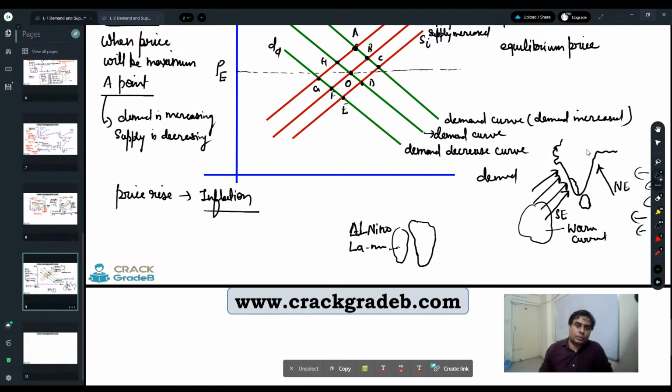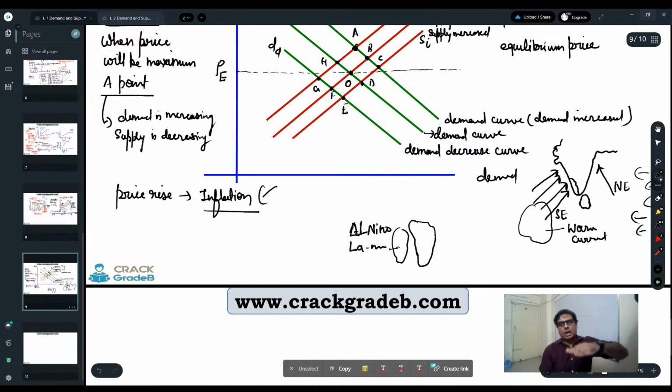Then definitely monsoon is going to fail in India. And if monsoon is going to fail in India, that means what? The food prices are going to be impacted. And food is an essential thing. So if the price of food items is going to increase, it is going to create a spiral effect. Spiral effect means for that particular year, the inflationary rate is going to be higher. So RBI has to gear itself up to control the inflation from the beginning of the monsoon.